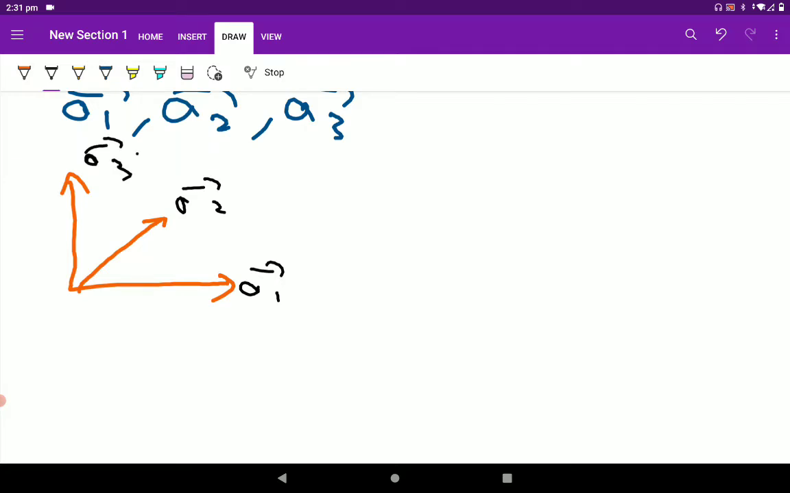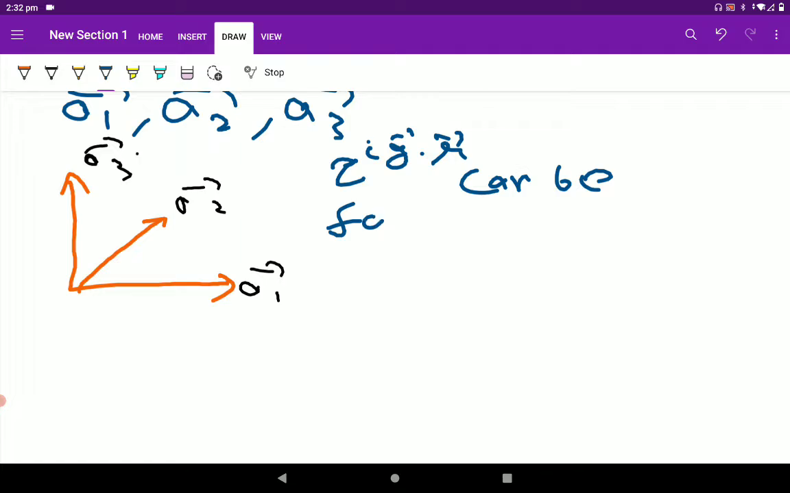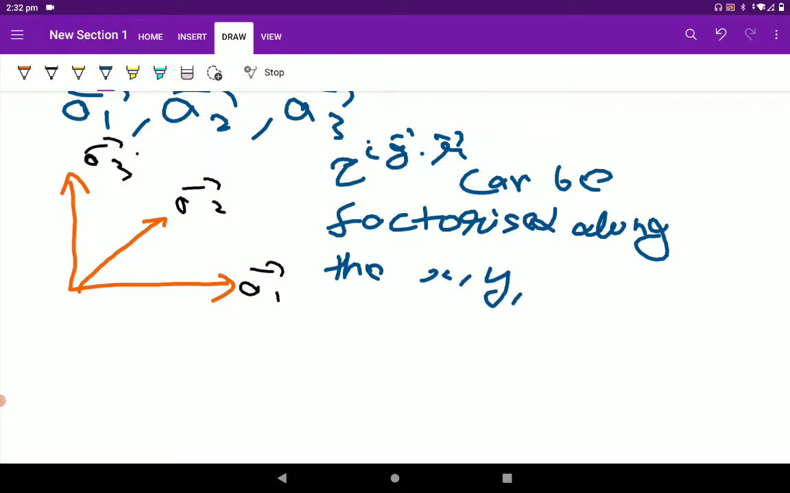So in that case, this plane wave, this harmonic function, can be factorized along the x, y, z directions. So if the primitive vectors in the direct lattice are perpendicular, the reciprocal lattice vectors can be given by this expression.